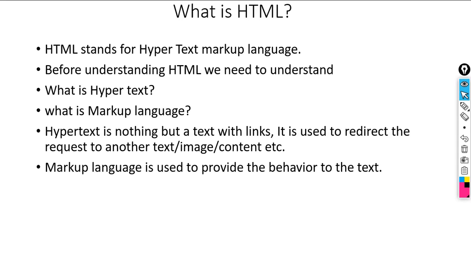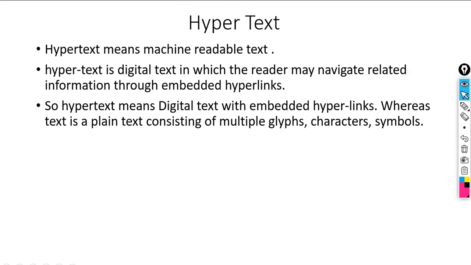Hypertext is used to redirect requests to another text, content, image, etc. And markup language is used to provide behavior to plain text. Now we have understood hypertext is nothing but machine readable text, and machine readable text is nothing but digital text through which a reader can navigate with the help of embedded hyperlinks.